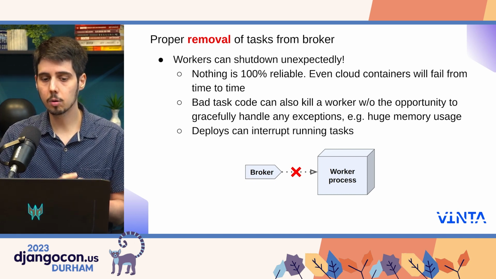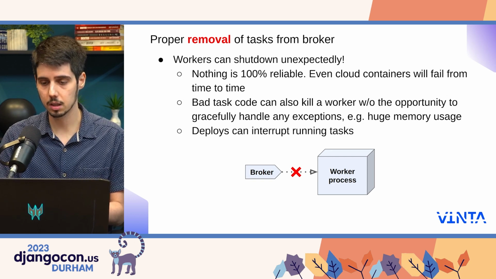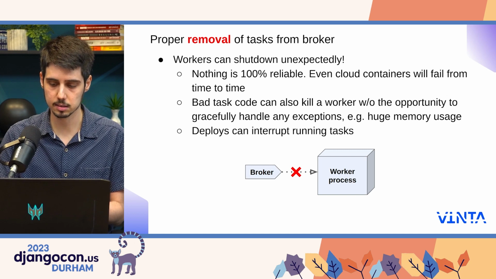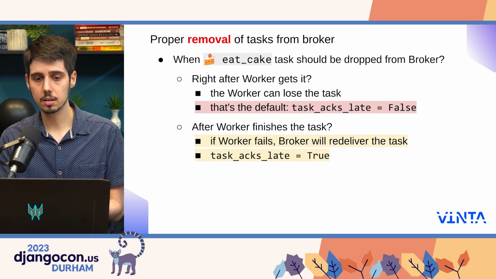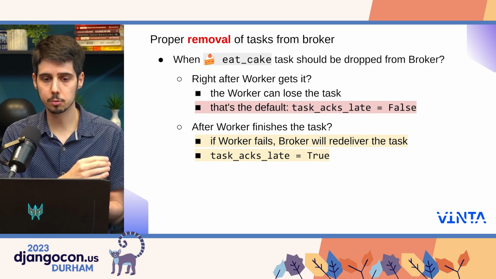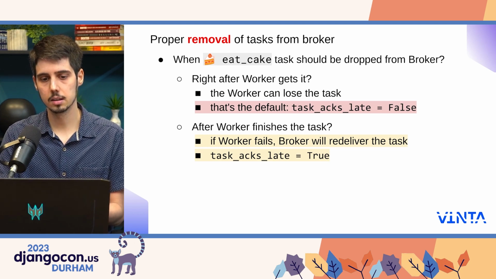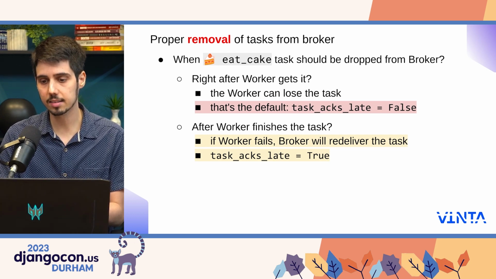And finally, deploys can interrupt tasks. Sometimes, depending on the way you implemented the deployment process, the deployment script, it can just kill the workers, and it will interrupt the running tasks. Okay, so when should the eat cake task be dropped from the broker? If it's right after the worker gets it, we have the situation that we just described, and that's the default. That's the default behavior of Celery. The broker drops the task right after the worker gets it. And that means task_acks_late false.